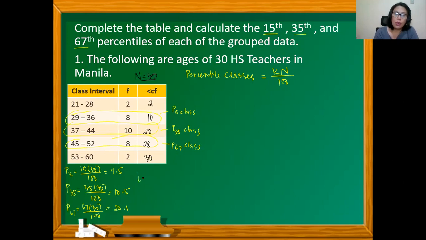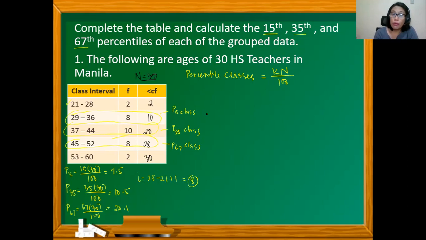And recalling the formula for the class size, it is equal to the upper boundary less the lower boundary plus 1, rather, upper limit. So if we're going to consider the first class here again, the class size is equal to 28 less 21 plus 1. So we have 8 as the class size.